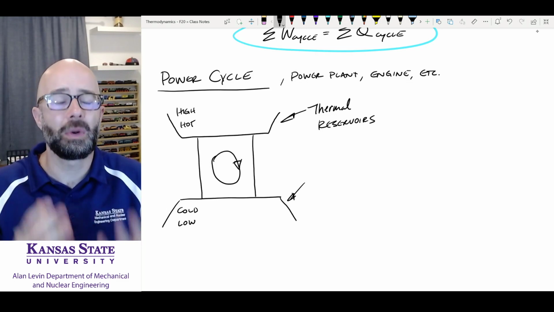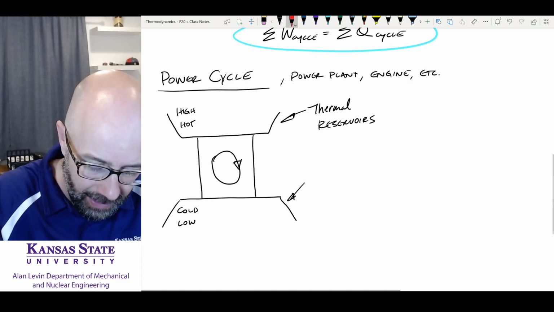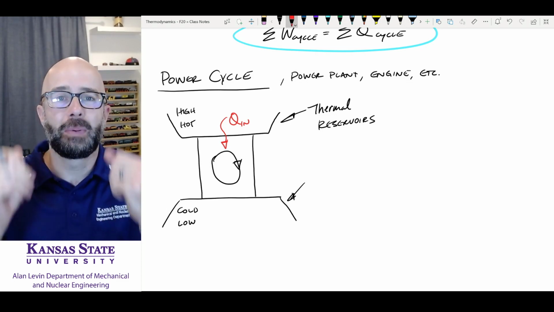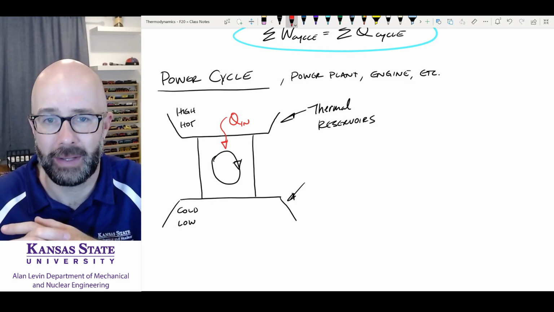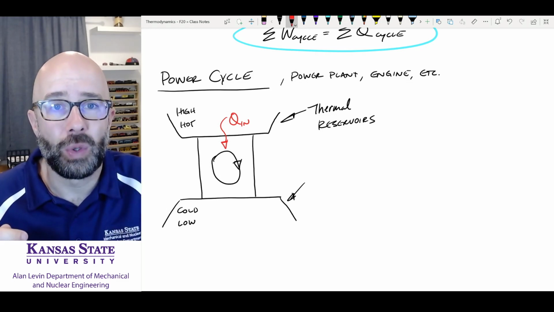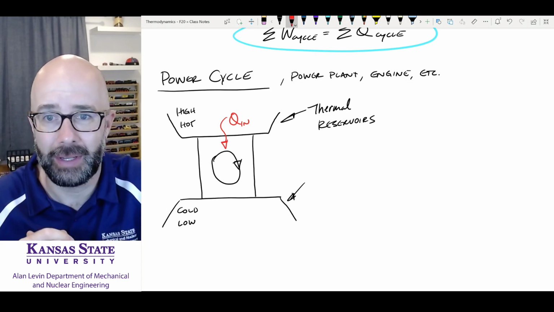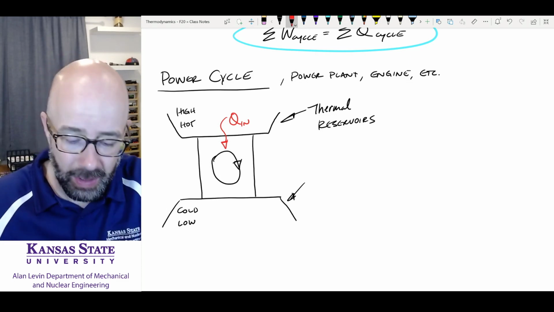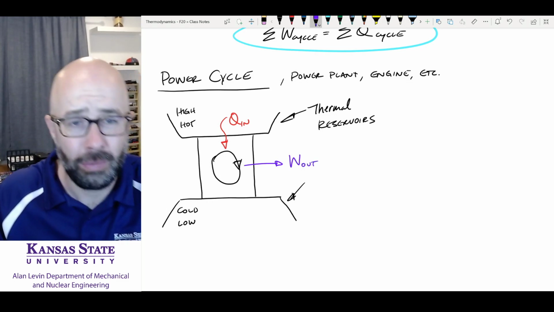Because what a power cycle requires is that I must give this cycle some heat. And so here I come in here. Qin is coming in from that high temperature reservoir. It's providing heat to my cycle. In a power plant, that's because we burn coal or we burn natural gas. In your engine, in your car, you're burning gasoline for this to happen. That's what's going on. And this cycle is going to produce some work out.